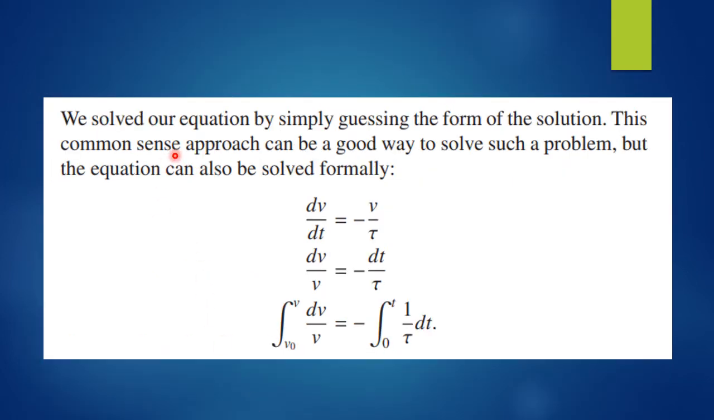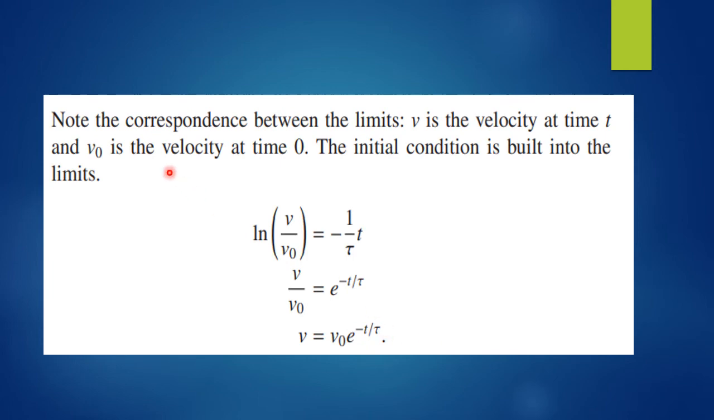Now we find the solution. When we take the equation dV by dt equals minus V by tau, we separate the variables: dV by V equals minus dt by tau, and we integrate from V0 to V, dV by V, equals minus the integral from 0 to t of 1 by tau dt. We get ln V by V0 equals minus 1 by tau times t. Taking the exponential, V by V0 equals e raised to minus t by tau, or V equals V0 e raised to minus t by tau.